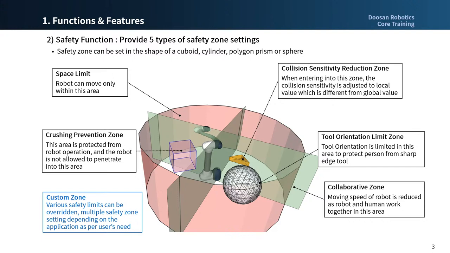After setting up the safety zone, you can output whether or not to enter each area, or enable or disable the areas through the input signal. I will explain more details in the safety I/O section.